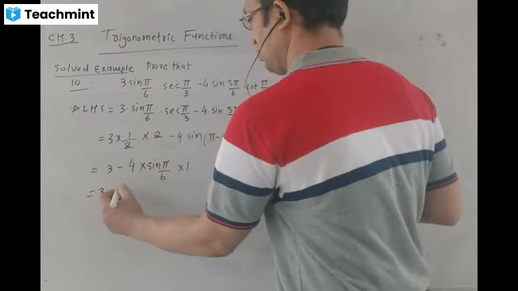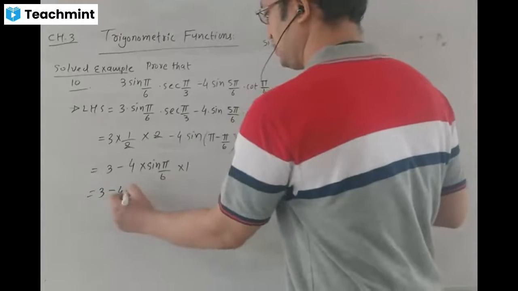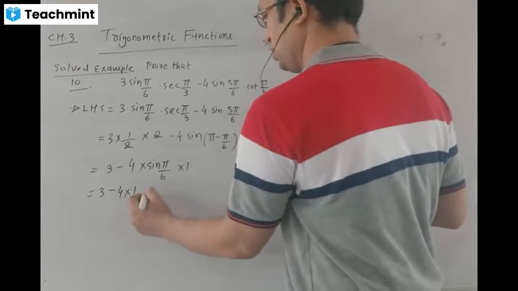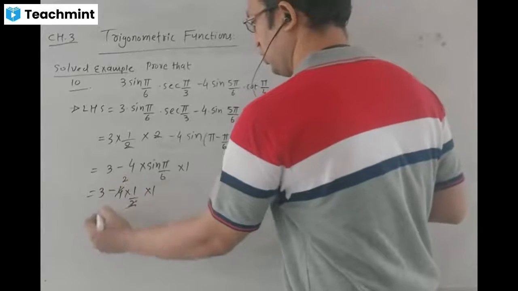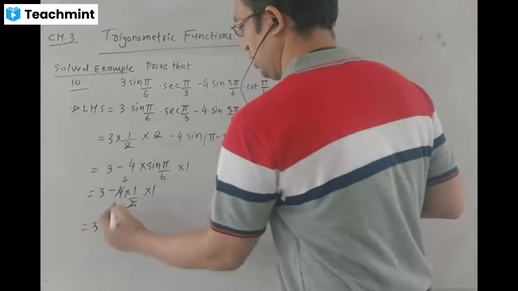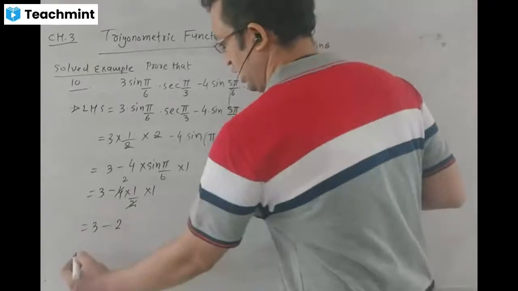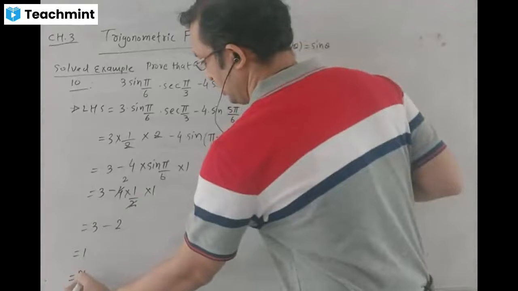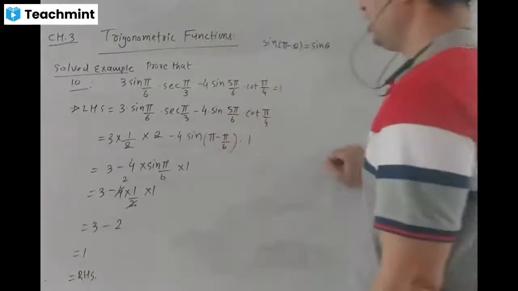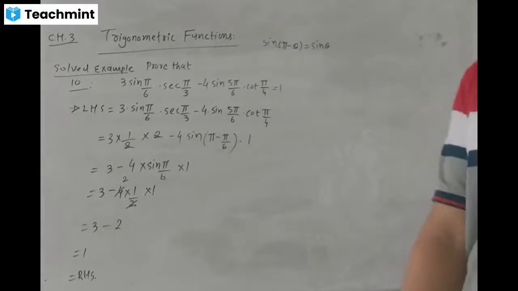3 as it is, minus 4. Sin pi by 6 value is 1 by 2, multiplied with 1. 2 2s are 4. Therefore 3 minus 2 ones are 2, and 3 minus 2 is equal to 1. And that is the same as the right hand side.